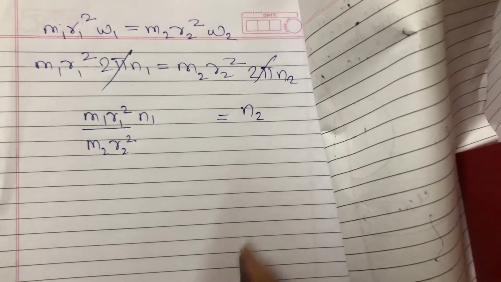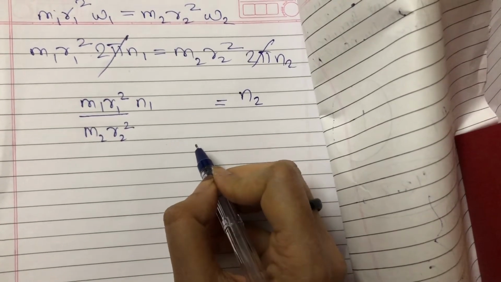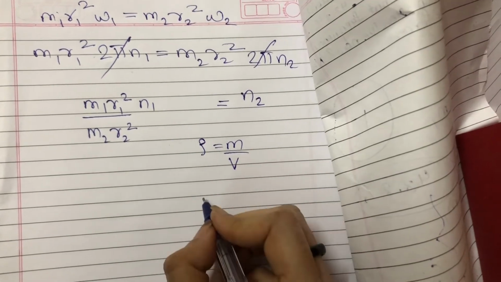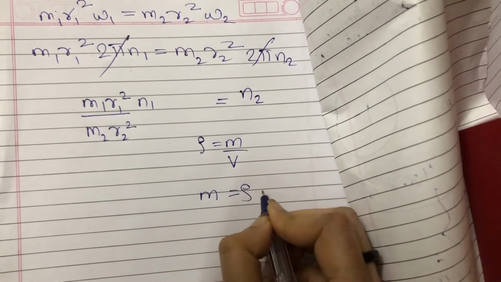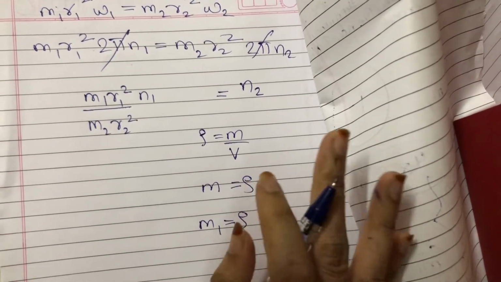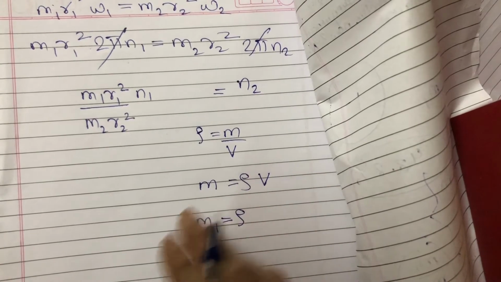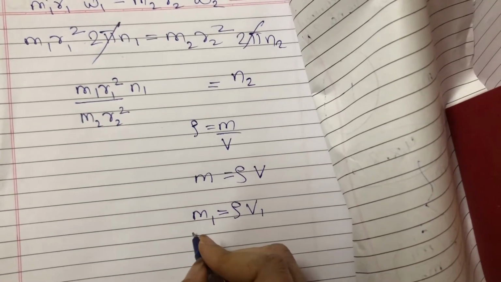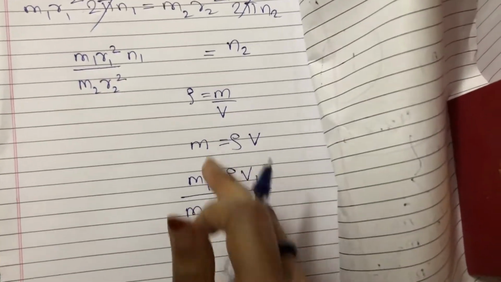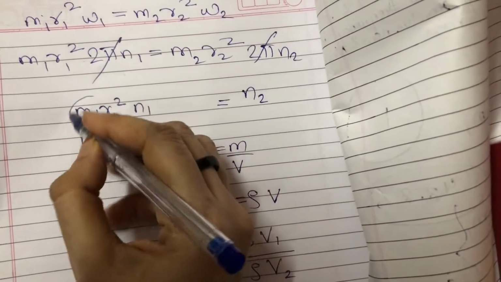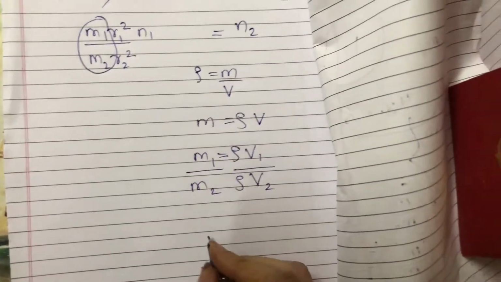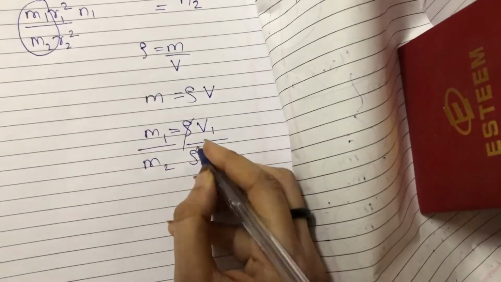So our next step will be to use this formula: density is equal to mass upon volume. We are aware of mass, so mass is equal to density into volume. So mass 1 is equal to density 1. No, we will not be writing density 1, because the density of both the balloons is common. Volume 1 upon m2, density upon volume 2. Why have I written m1 upon m2? Because if you notice, we have m1 upon m2 over here. That is the reason I am taking ratios. So density 1 and density 2 get cancelled.